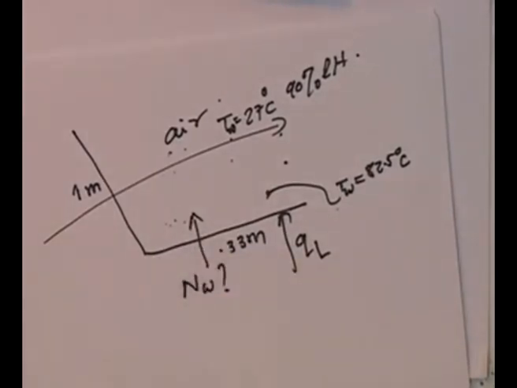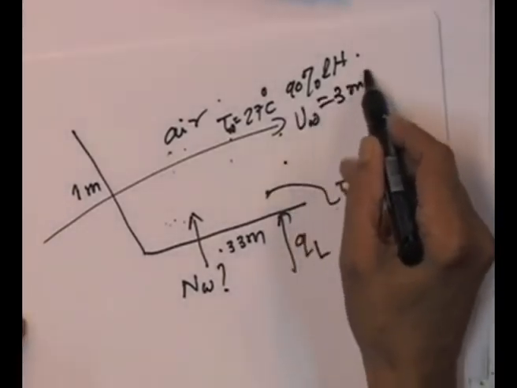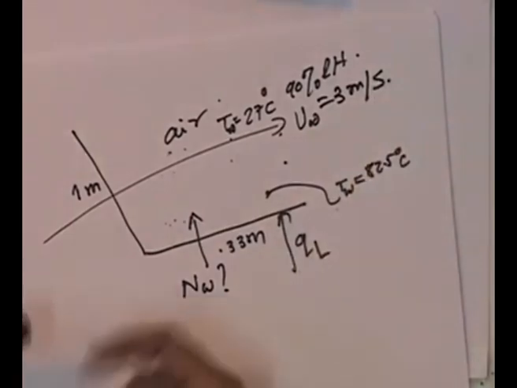So, that is really the problem. Now, the U infinity is given as 3 meters per second. The plate is porous, and we shall calculate now. First of all, we must ensure whether the boundary layer is going to be laminar or turbulent or transitional, and so on and so forth.